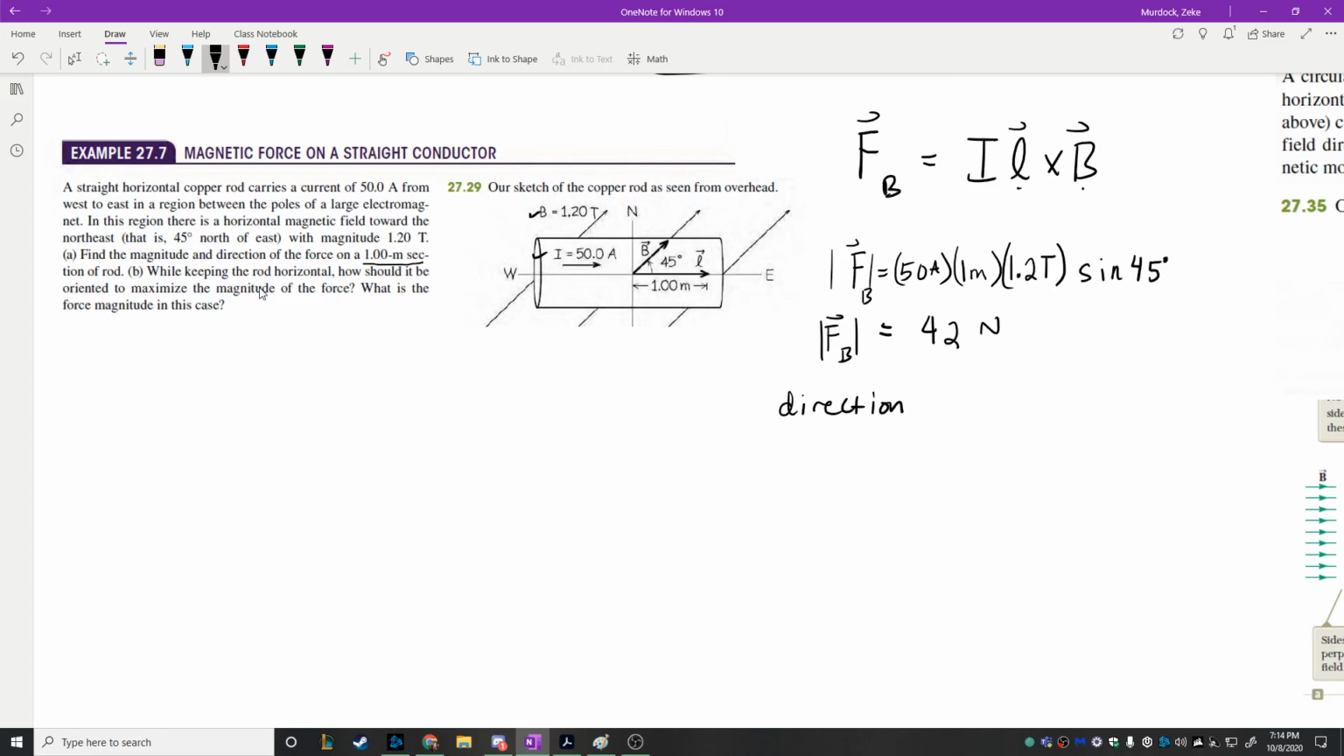And then to find the direction, well, what would it be? You have to do L cross B. Point your fingers in the direction of L. Rotate your hand to B. From L to B. What direction does that point? Out of the screen, that's right. There you go.